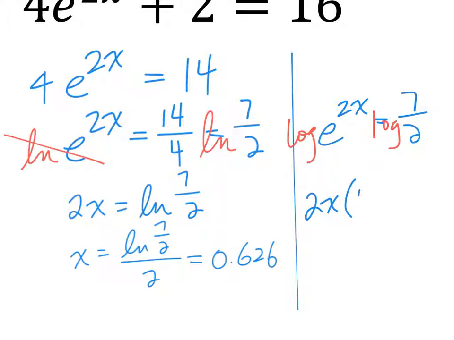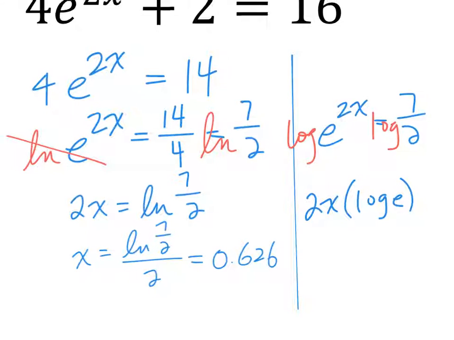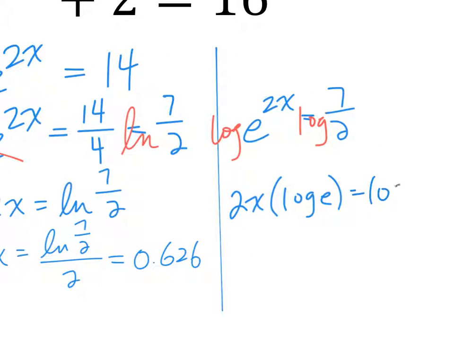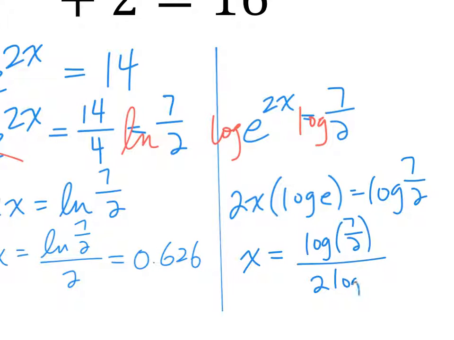2x times log e equals log 7 over 2. So to solve for x, we've got to divide everything that is not x. Right? So x is equal to log 7 over 2 divided by 2 log e. Okay, log and e won't cancel because they don't have the same base. But use your calculator and see if you actually get the same number or not.